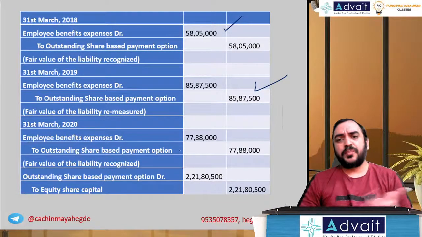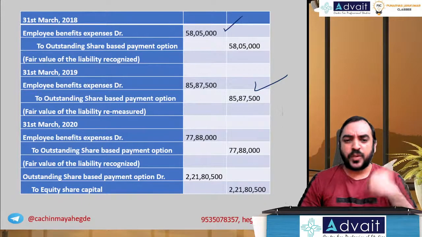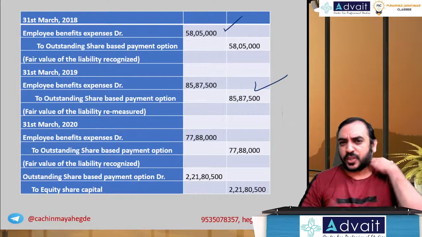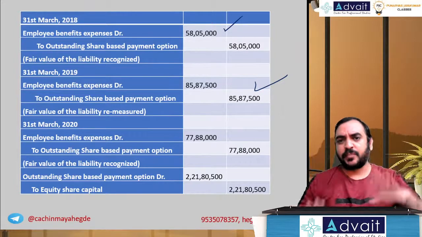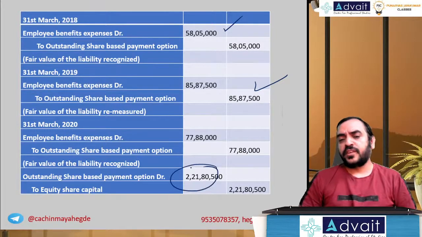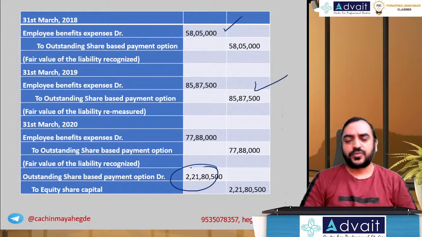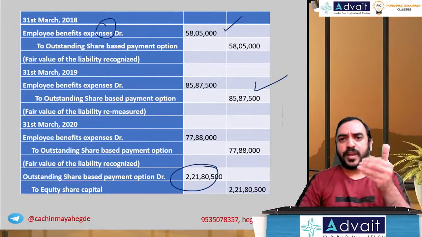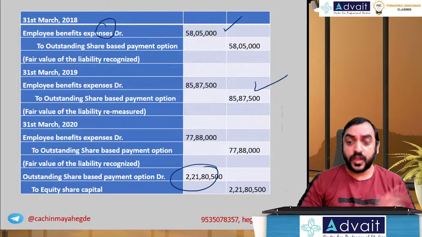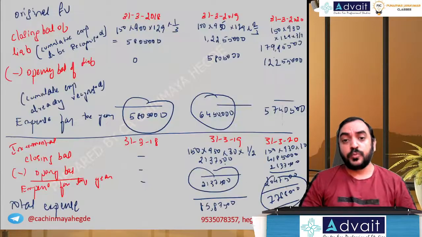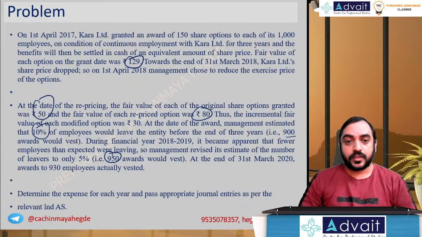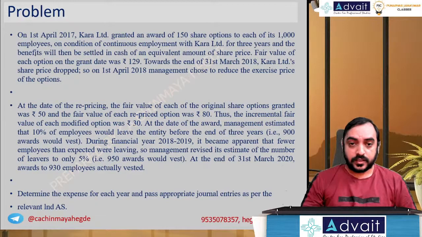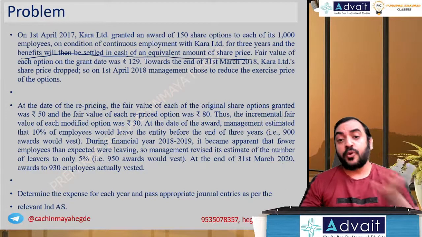Then we don't know the breakup of face value and separately how much amount was collected, the amount received, all that we don't know. That is transferred to share capital directly. So the entire amount, 2 crore 21,800 total, is transferred to share capital equity. The P&L entry not passed is okay from an exam point of view. If you want you can pass it, or within brackets you can mention it, that is sufficient. In this problem, in fact, there is one more point to be kept in mind, because they said the benefit will be settled in cash of an equivalent amount of share price.